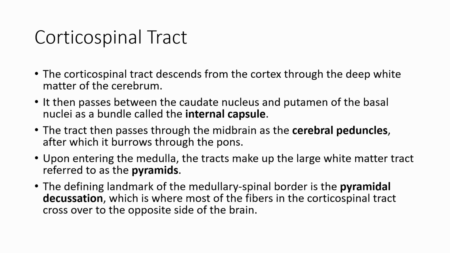Then we pass through the midbrain as the cerebral peduncles, which then go into the pons, then into the medulla, where those tracts are going to be those large white matter tracts referred to as the pyramids. So we're going to pass through those. And then this is where we cross over. We get to the pyramidal decussation, right? And this is where we're going to cross over to the opposite side. So this is where we make that transition from right to left or left to right.